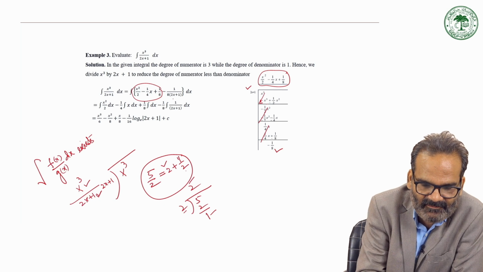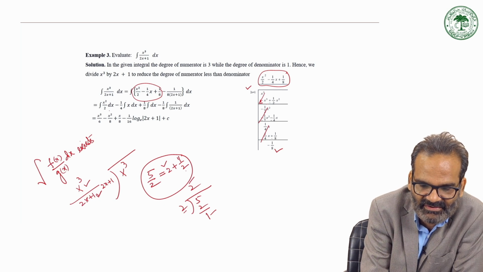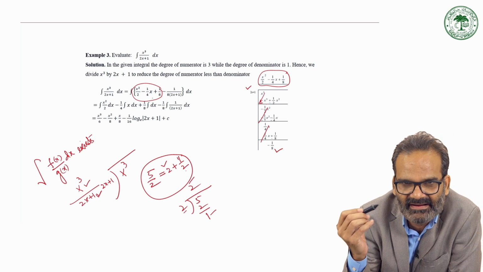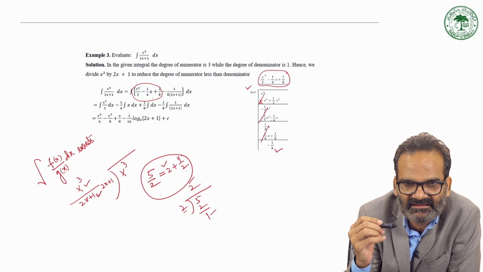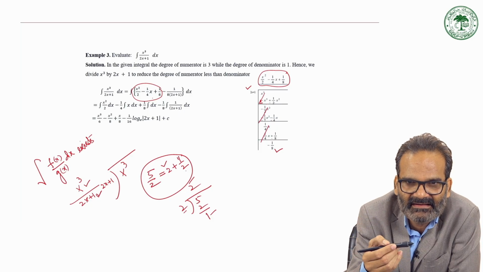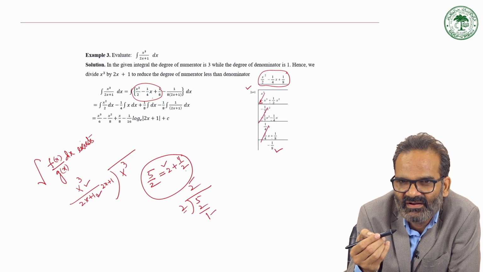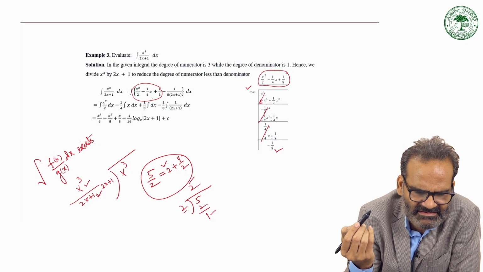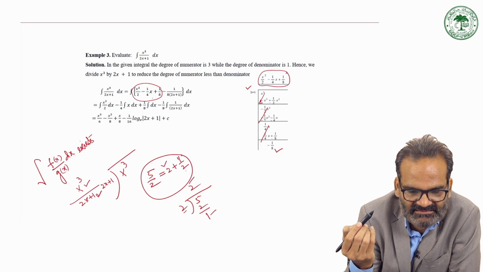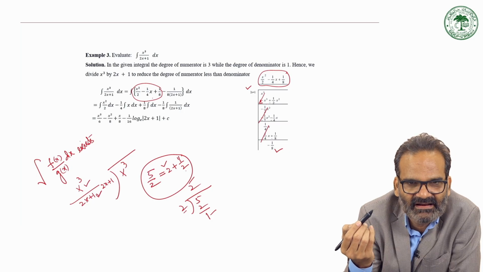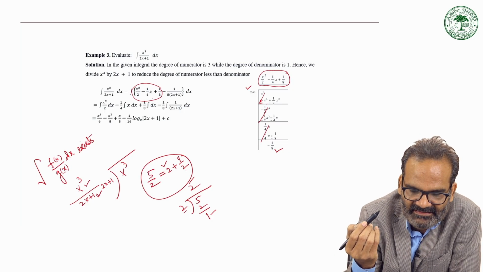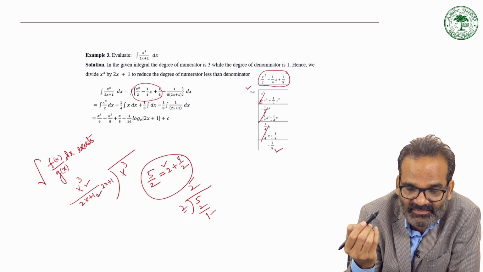First separate them. This can be written as x square by 2 dx minus 1 upon 4 can be taken outside, 1 upon 4 x dx plus 1 upon 8 dx minus 1 upon 8 2x plus 1 dx. And you know the integral of x square is x cube by 3. The integral of x is x square by 2. The integral of dx is simply x, and the integral of 1 upon 2x plus 1.